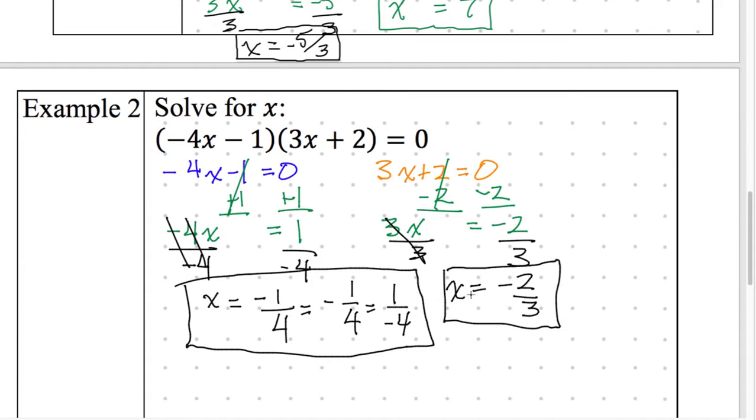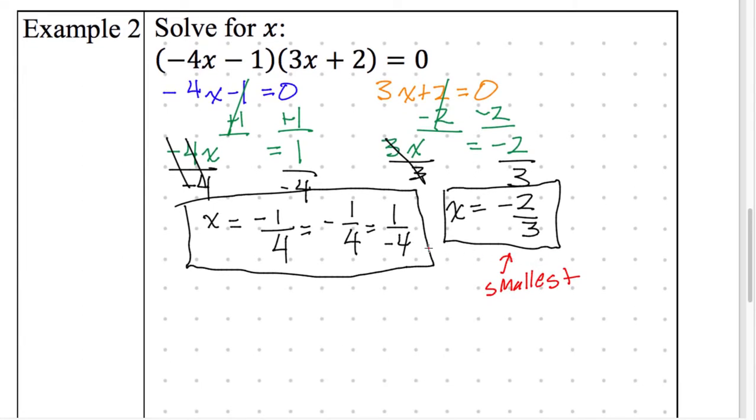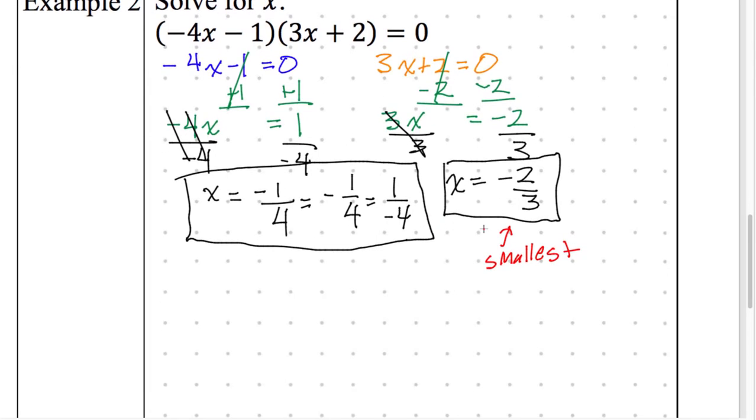I have two answers. As a note on Khan Academy, you will be entering the smallest value first. So if I had to decide which of these two values is the smallest, this guy right here is the smallest. I guess it's the most negative. If you're talking about distance from 0, this one is farther away. But which one is most negative?